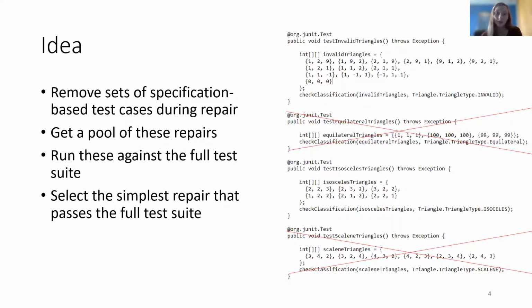With this in mind, we came up with our idea: remove sets of specification-based test cases, as test cases by specification may help modularize the search space with faults failing only part of the specification in comparison to test cases by code structure. Then we get a pool of these repairs on the limited test suite. These may be overfit, but can then be run against the full test suite to minimize this. Then the simplest repair passing the full test suite can be selected.